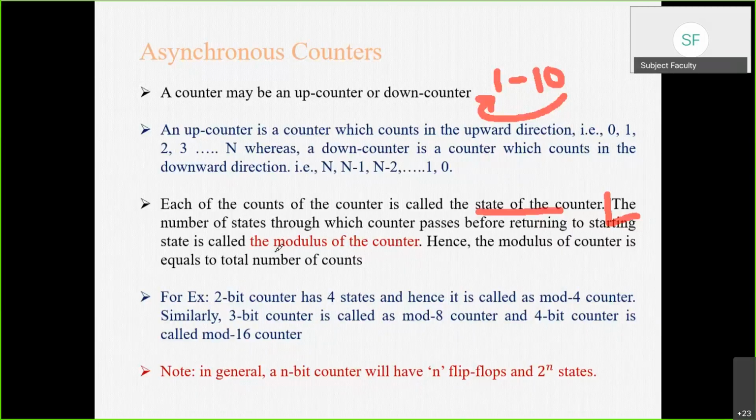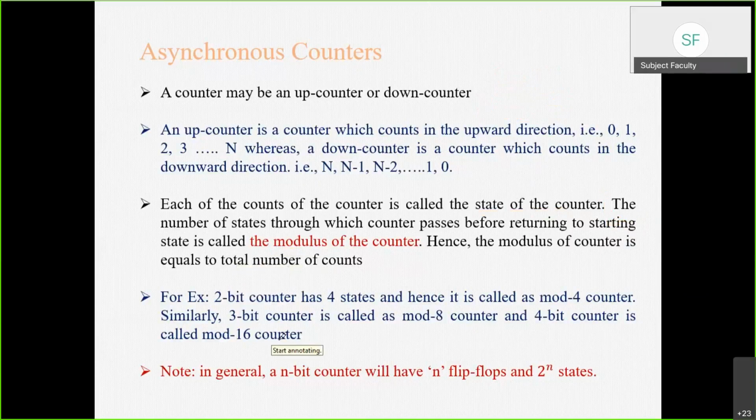Okay, we have taken the first 3 letters of the modulus. So the modulus of counter will be 10, or in other words, you call this counter mod 10. Okay, so the modulus of counter is equal to the total number of counts. So remember that modulus of counter is nothing but the total number of counts. So if your counter is counting 4 counts total, then the modulus of counter will be 4. All right.